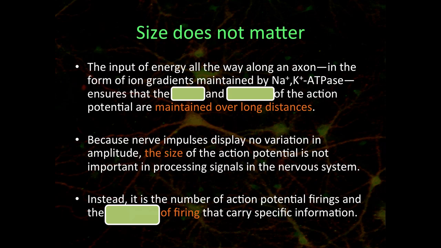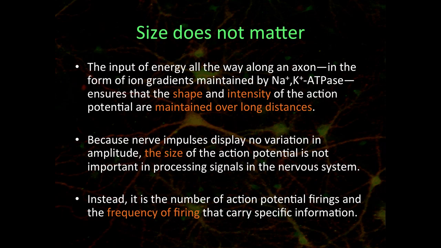So, again, I was saying size does not matter, at least for neurons and action potentials. The input of energy all the way along an axon in the form of ion gradients maintained by the sodium-potassium pump ensures that the shape and intensity of the action potential are maintained over long distances. Because nerve impulses display no variation in amplitude, the size of the action potential is not important in processing signals in the nervous system. Instead, it is the number of action potential firings and the frequency of firing that carries specific information. So it is the frequency, not the size, of the action potential.